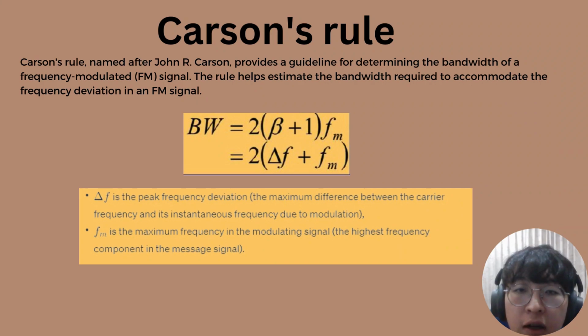Named after John R. Carson, Carson's rule provides a guideline for determining the bandwidth of a frequency-modulated signal. The rule helps estimate the bandwidth required to accommodate the frequency deviation in an FM signal. Here is the formula of bandwidth, where this symbol is the peak frequency deviation, which is the maximum difference between the carrier frequency and its instantaneous frequency due to modulation, and Fm is the maximum frequency in the modulating signal, which means the highest frequency component in the message signal.